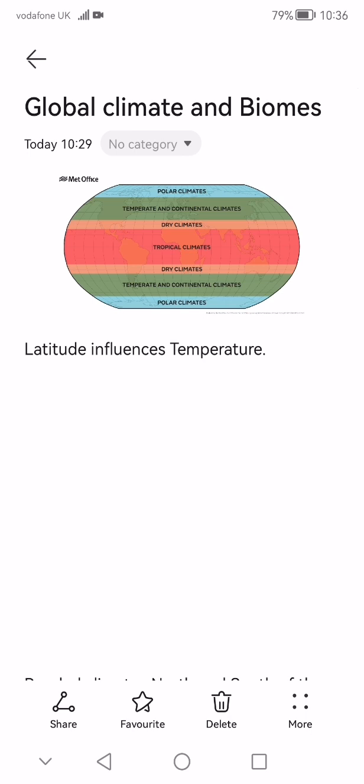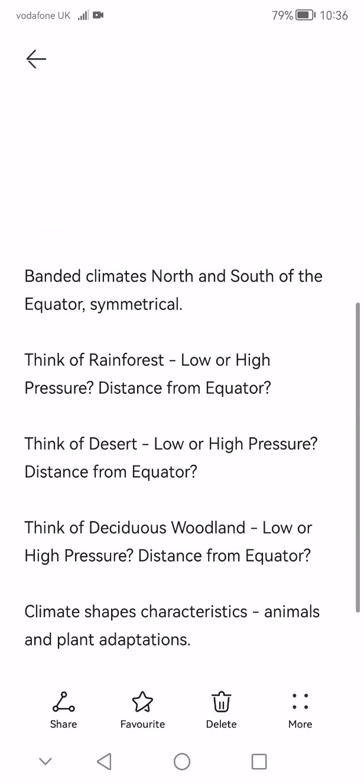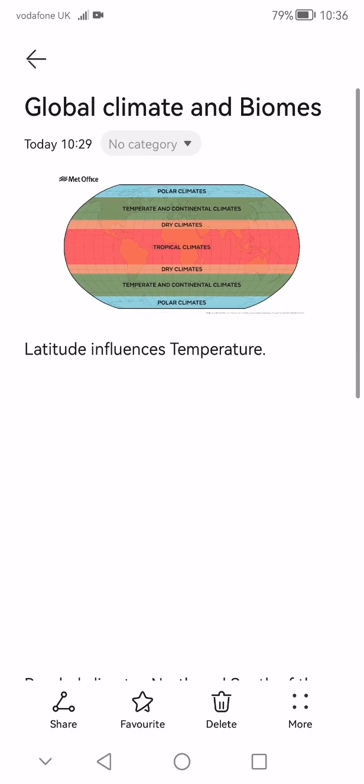So let's just say that the deciduous woodland in Argentina, some of you may have never been there before. Argentina, it's in the green band at the bottom there in the south of the globe. Therefore what? That means it's not very close to the equator, therefore it's not going to be hot. However, it's not in the polar, so it's not going to be ridiculously cold either. Therefore, you can expect mild temperatures.